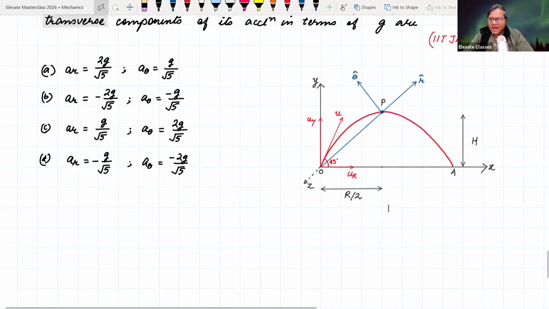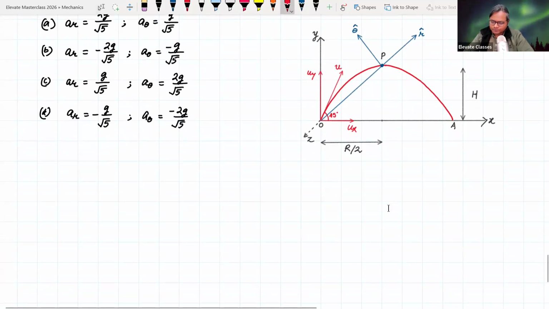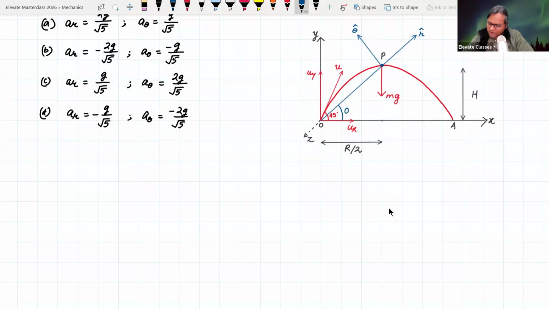But I don't really know what are the force expressions in these directions. What do I know? I know that force is acting in the vertically downward direction. This is the only force that is acting. Now I can try to resolve this force along the various directions. First of all, this is the angular displacement theta, which is not the same as 45 degree. 45 degree is the angle with the initial velocity vector.